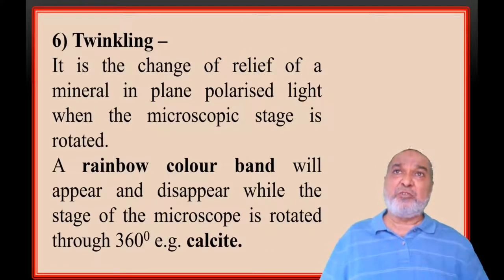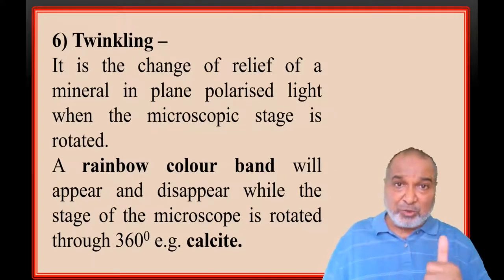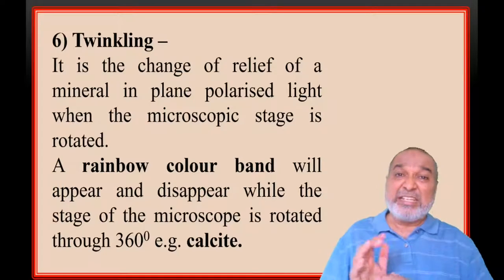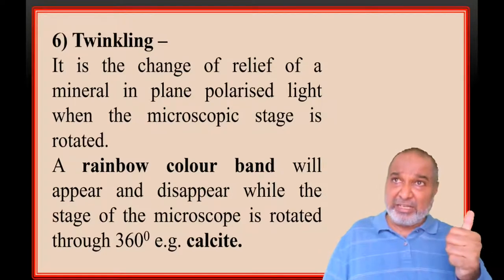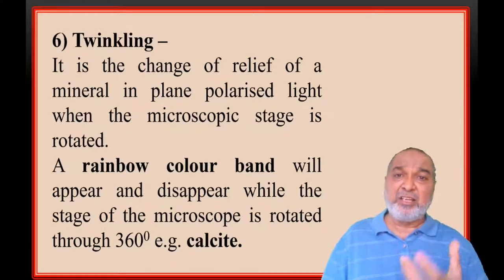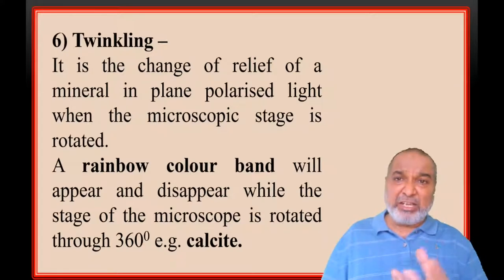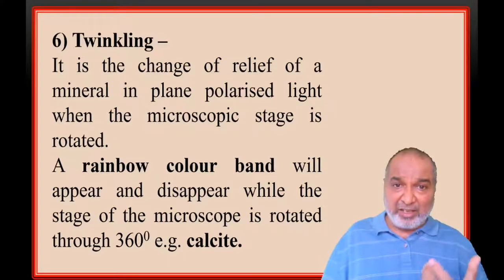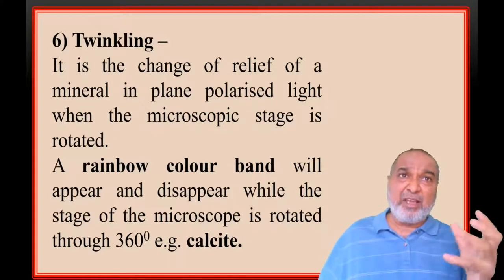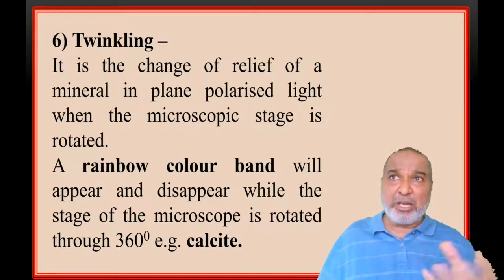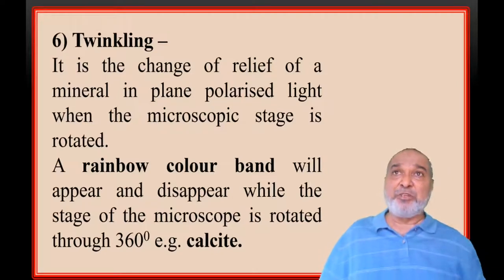Next one is twinkling. This is also an important diagnostic property for the calcite mineral. So calcite will be recognized on this particular basis also. So what is this? It is a change of relief of a mineral in plane polarized light. When you rotate the stage, there is a change in the relief within the mineral, and due to this we see rainbow color bands, and these rainbow color bands appear and disappear throughout the 360 degrees when the stage is rotated, and especially the calcite mineral will show you this.